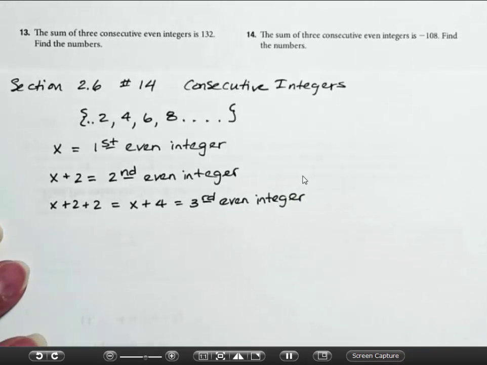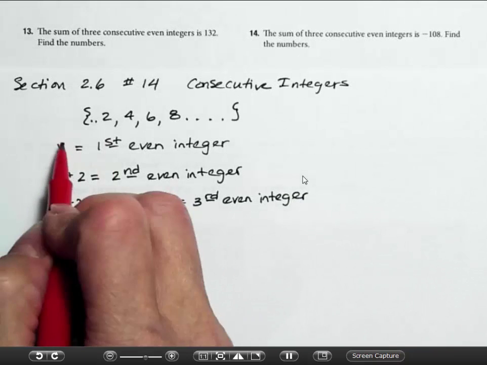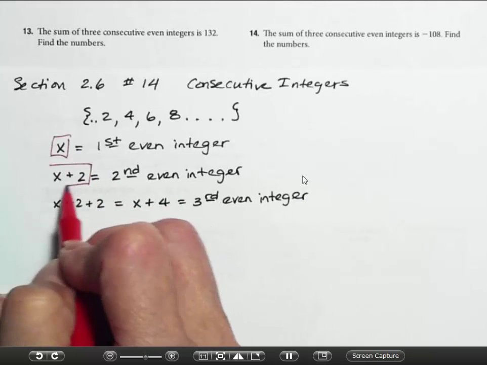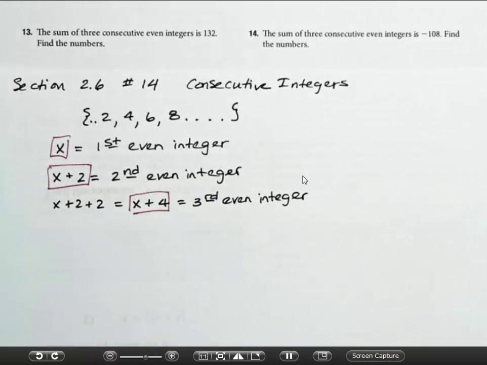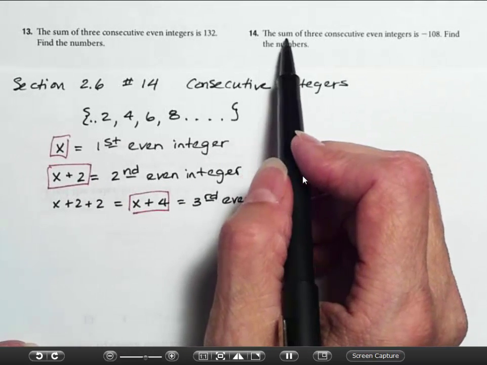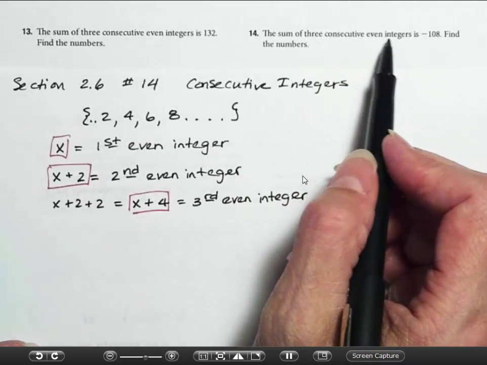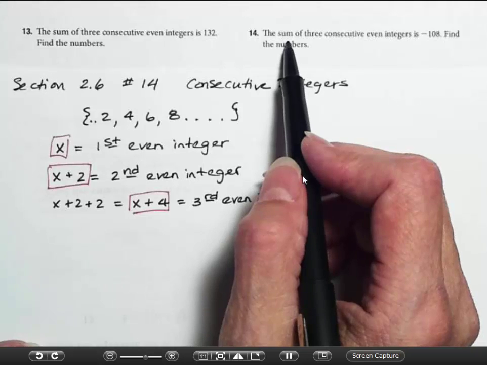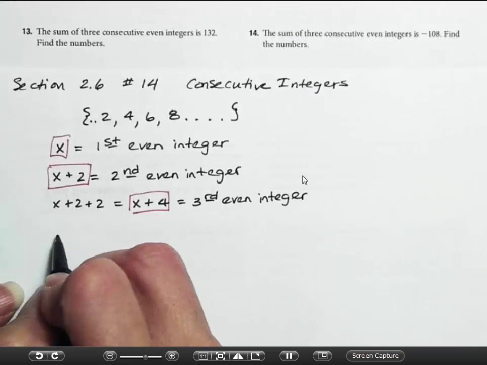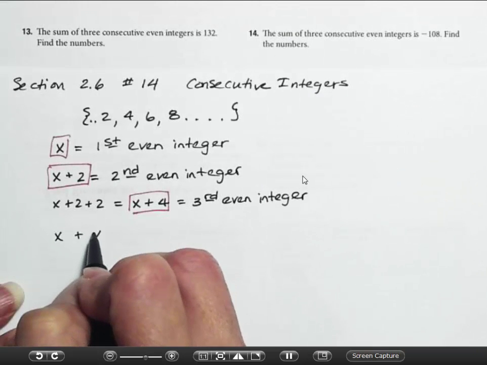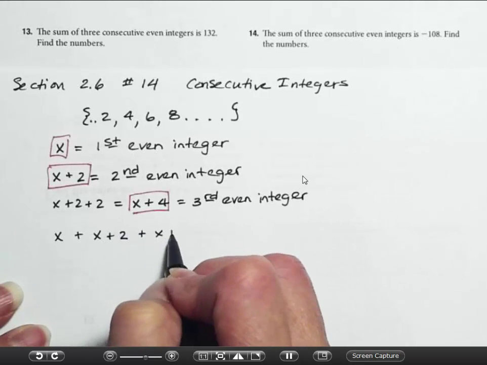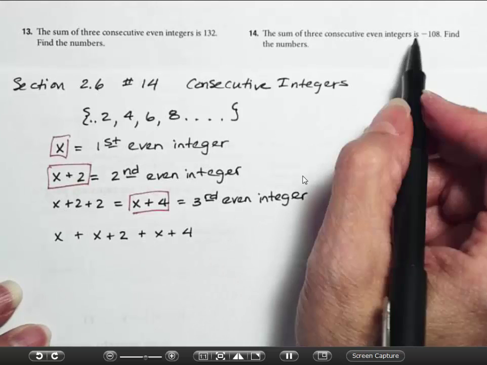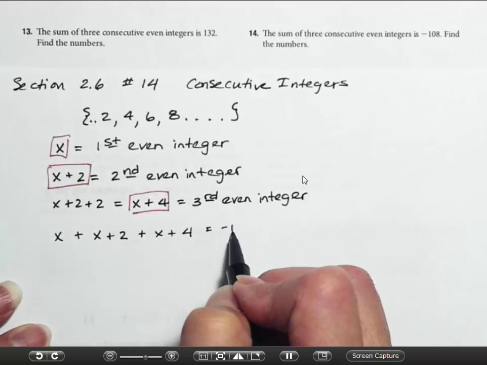So I'm going to go ahead and use these expressions, x and x plus 2 and x plus 4, and write an equation for my particular problem. So it says the sum of 3 consecutive even integers. So sum means I'm going to be adding. So I'm going to take my first integer, which is x. I'm going to add my second integer, which is x plus 2. And I'm going to take my third integer, which is x plus 4. And that has to be equal to negative 108.